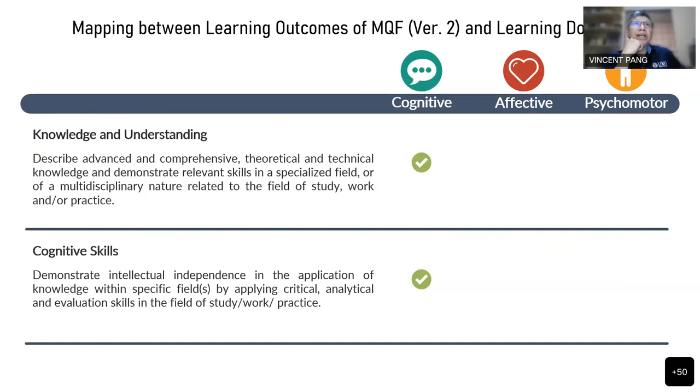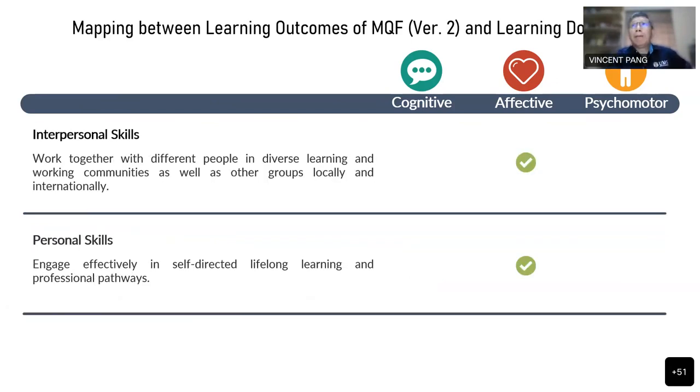Example, knowledge and understanding, we can map it to cognitive. Cognitive skills is definitely cognitive. There's no affective, no psychomotor for the first 2. Interpersonal is in affective domain. Personal skill is in affective domain.